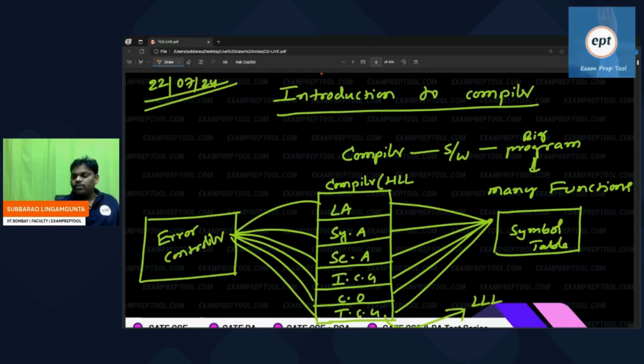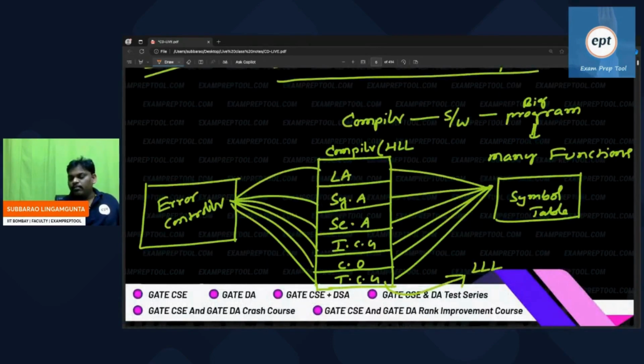So compiler is a software which is a big program. When you say big program, many functions are there. So these are the function names: lexical analyzer, syntax analyzer, semantic analyzer, intermediate code generator, code optimization, target code generator. Anywhere, any problem, contact error control. Anywhere, if you want to store anything, store in symbol table.